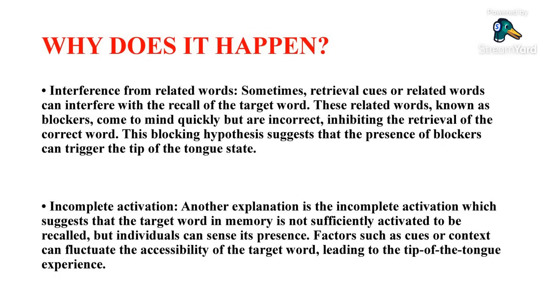Moving on, another reason it can happen is interference from related words. Sometimes you learn a lot of words. When you learn one word, you learn so many other related words to that word. So these related words can interfere with the recall of the target word that you're looking for. These related words, known as blockers, come to mind quickly, but they are incorrect. I want to remember this word, and the person is saying danger, and dangerous comes to your mind. No, no, no, it's not dangerous. Dangerous is not the word. Yeah, yeah, I remember now.